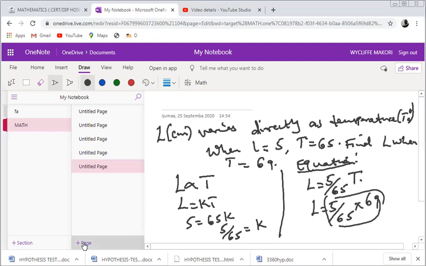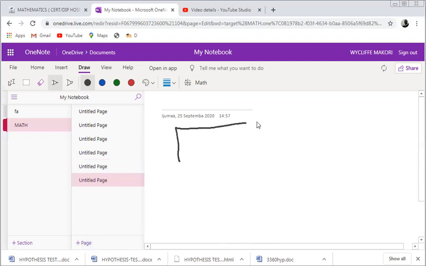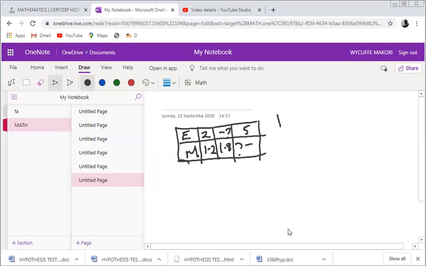Lastly, on direct variation, you can be given something like a table. You are given a table like this, where you are told we have two unknowns, E and M. You are told that when E is 2, M is 1.2. When this one is not known, this is 1.8. And when this one is 5, this one is not known. Now you are asked to fill the blank spaces. So you need to note that there is a point where we have been given the values of E and M. Where we have been given the two values, that is now enough for us to get the equation. So we need to come here and say E varies directly as M. Those are the two unknowns.